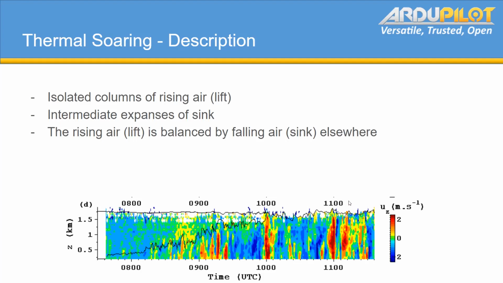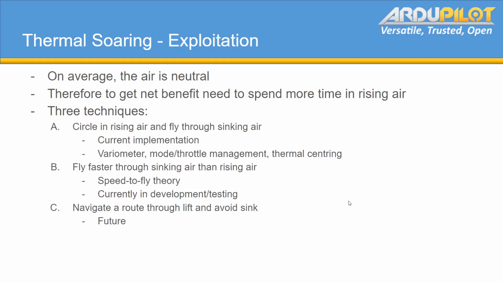so that there's as much air sinking as there is rising. So in order to exploit that, we need to make sure that we spend more time flying our glider in air that's rising rather than air that's falling. And because it's an overall average, if we just fly in a straight line and don't make any changes, the effect on the glider will average out. We won't get any net benefit.